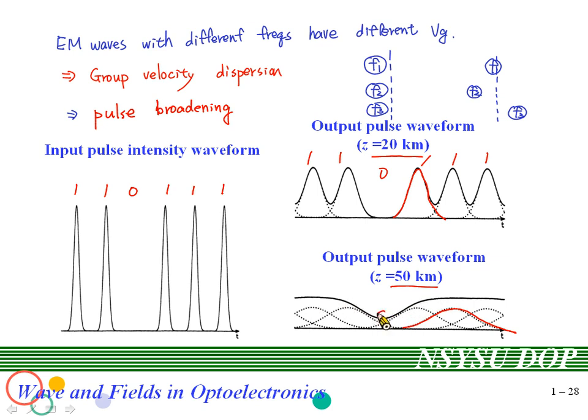Besides, for the position where there should be 0, due to the overlap, the field here is no longer 0. It may be very high, which will make the detector feel that this bit corresponds to the value of 1, and this is the so-called error bit. So the pulse broadening caused by group velocity dispersion will result in error bits in our communication system. So group velocity dispersion is not what we want in the optical communication system.